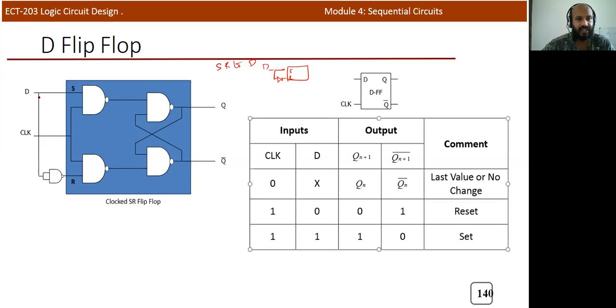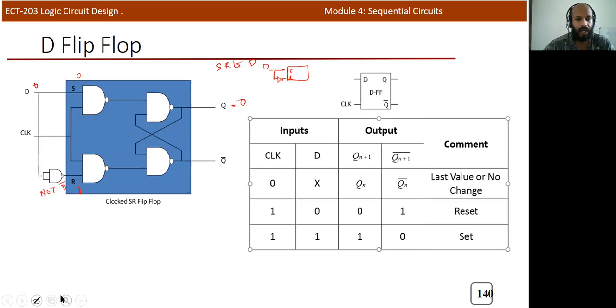Slightly modifying this D flip-flop, we connect the D input directly to S, and through a NOT gate, D bar is applied at this particular input. For example, if D is 0, the S input will be 0 and the R input will be 1, so it operates as 0 1. 0 1 means it's a reset condition. R is equal to 1, so Q will definitely be 0.